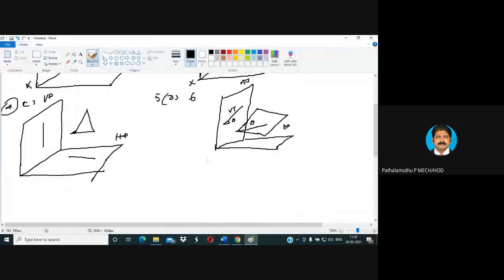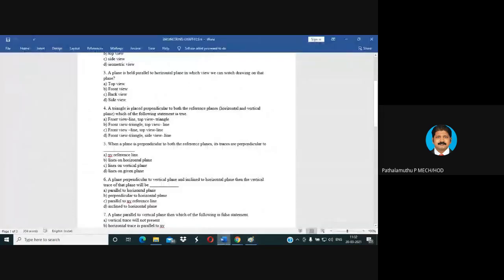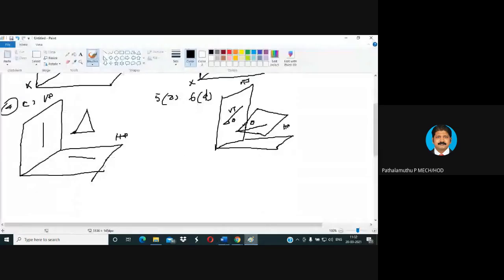Next, question number 7. A plane parallel to the vertical plane, and then which of the following is a false statement, not a true statement, a false statement. First, for the 7th question, draw the first quadrant.